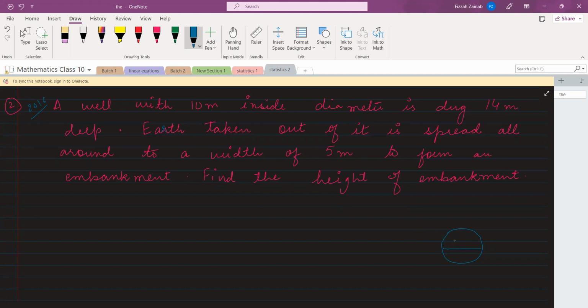Now, see here, Martin. A well with 10 meter inside diameter, so this diameter is 10 meter, is dug 14 meter deep. So that's the depth of the well. Earth taken out of it is spread all around to a width of 5 meter to form an embankment. So whatever soil is taken out, it is spread around this well like this. Right, Martin? Yeah, ma'am. Okay. So the width of this embankment is 5 meter. Find the height of the embankment.